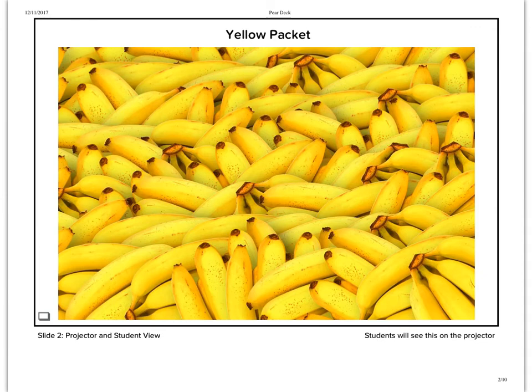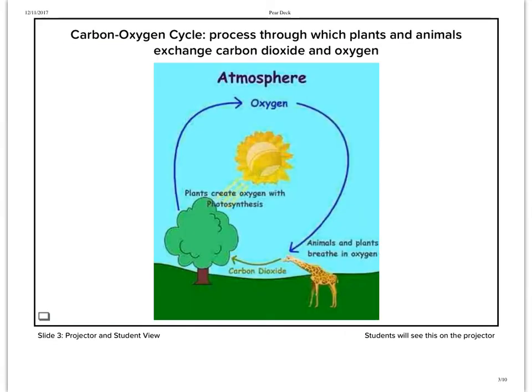Okay, so we're in our yellow packet for concept 3. You don't need to change the LEQ. It's correct on this one. All right, so your first word, you're going to see that you have a really big space for your first word. It's not because the definition is long. It's because I want you to draw your own carbon-oxygen cycle.